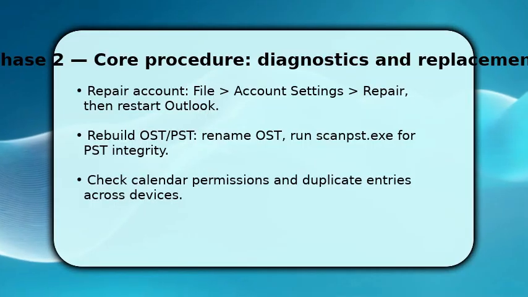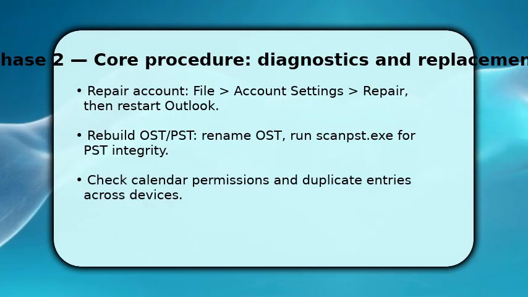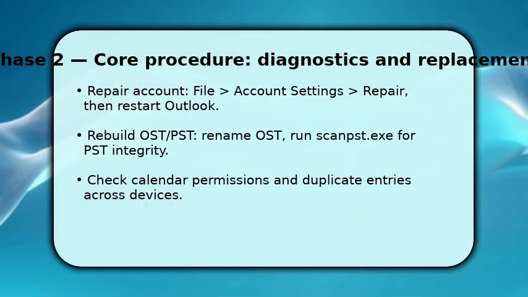Meanwhile, examine calendar permissions and shared calendars. Incorrect rights can block events. Once the offline file is rebuilt, disable add-ins that modify calendars and test sync on a single device to isolate.